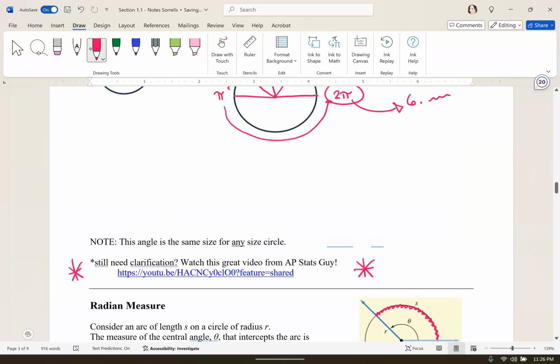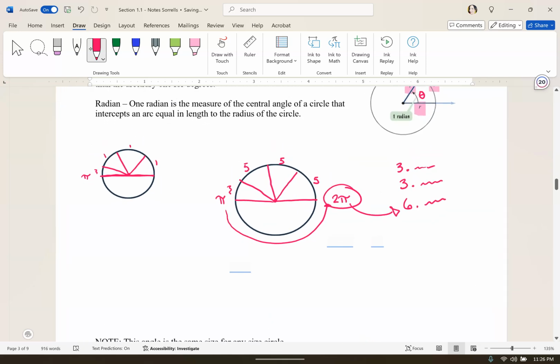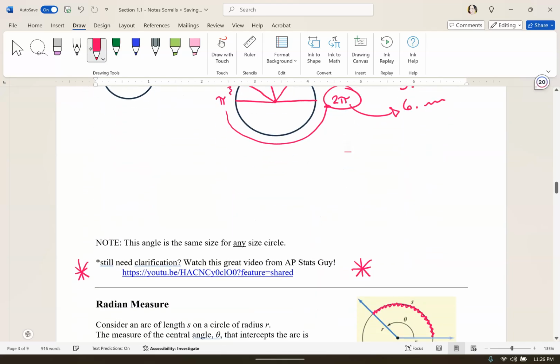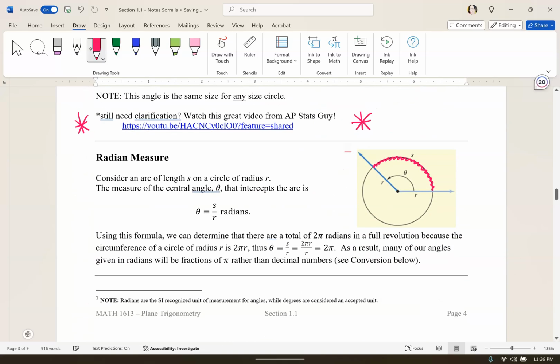Like if I go back up to this circle that I have up here, if I talk about theta and my arc length is R and my radius is R, I have 1 radian, and that is exactly what is going on.